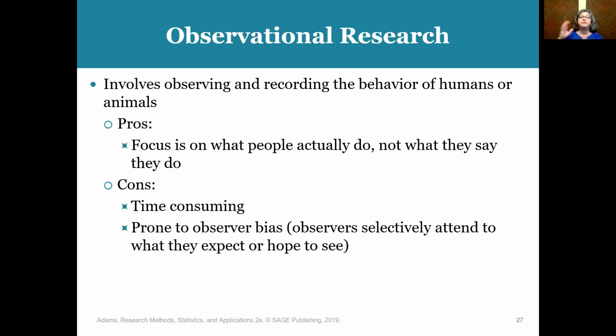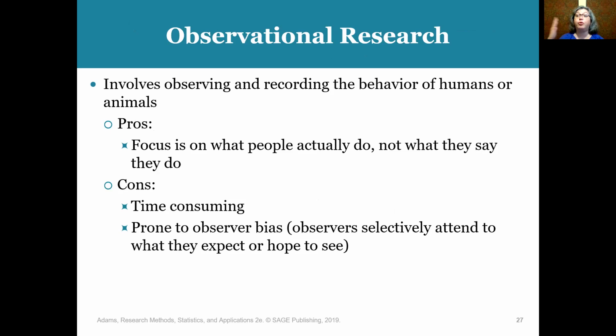All right, in observational research, we're going to pay attention to what organisms do, whether they're humans or whether they're animals. Observational research is fantastic because we're watching behaviors. And remember, with that behaviorist revolution, right, this push to be a science in the early 1920s, that's exactly what we were told we should be doing.